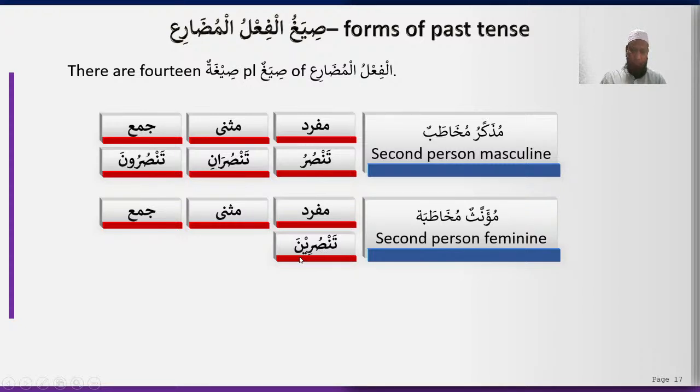تنصرين. The لام الكلمة, which is the ra, it was dhamma over here. Why is it changed here? Because the ya demands kasra before it. تنصرين. مثنى تنصران, again مرفوع وعلامة رفعه ثبوت النون. ألف الاثنين is the فاعل في محل رفع.